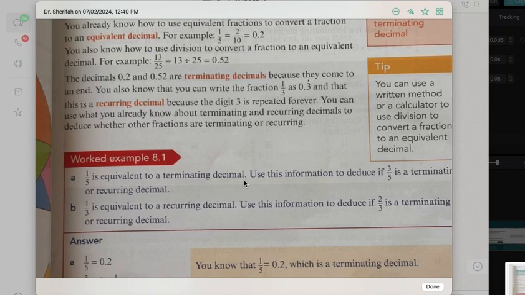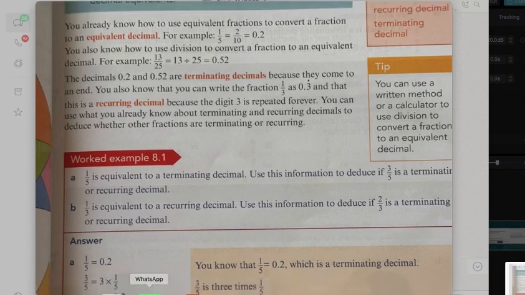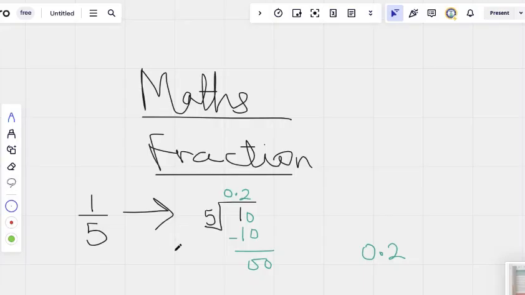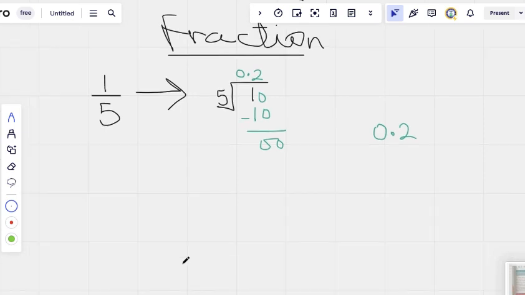We also have a recurring decimal, a decimal that keeps repeating, like 0.33333333. So most fractions can produce a terminating decimal, but 1 all over 3 is a recurring decimal. If you do 1 all over 3, you're going to get a recurring decimal.